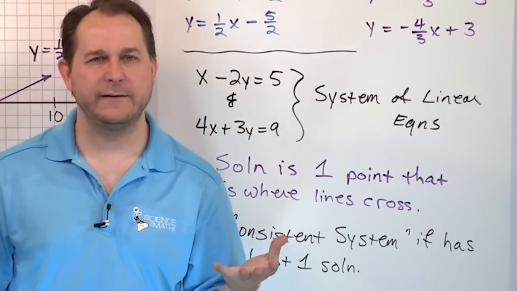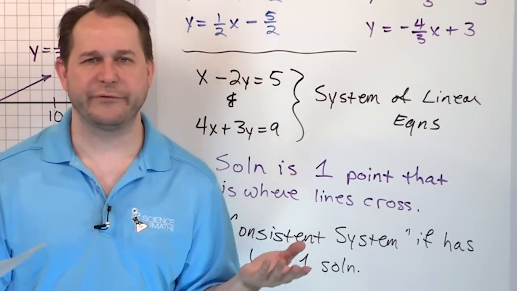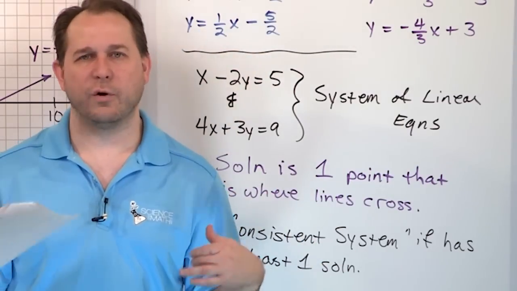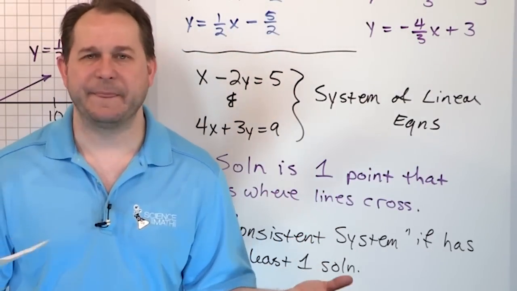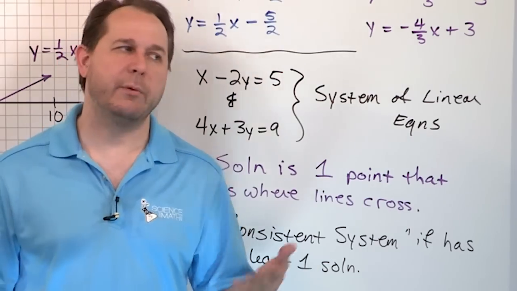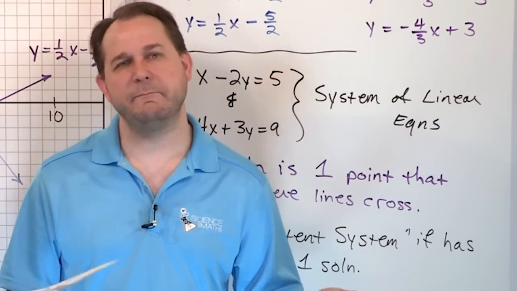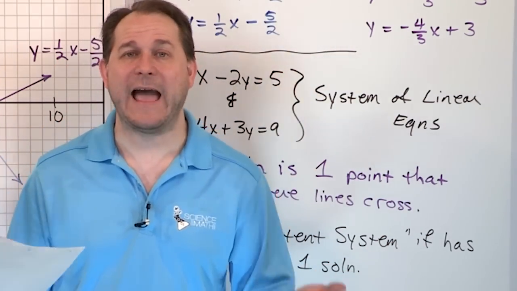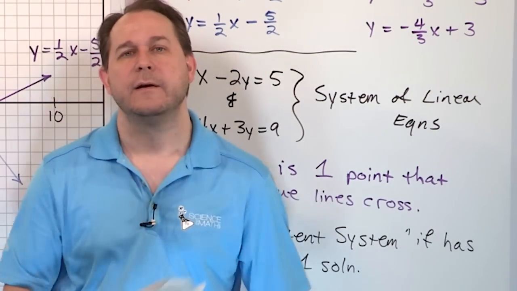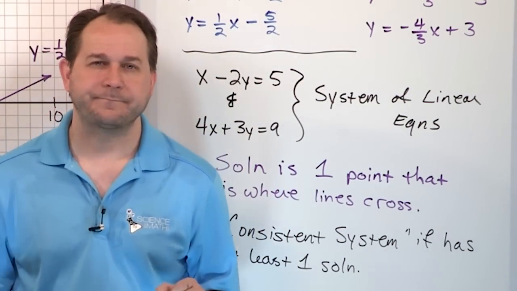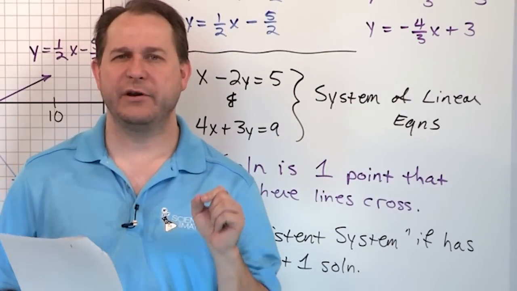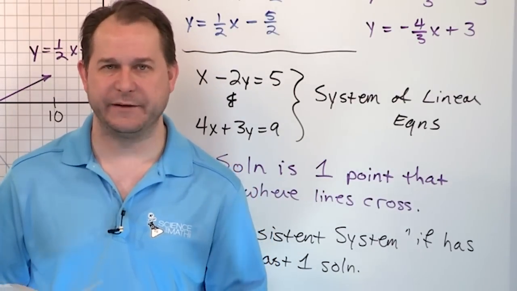You can think of it this way: when somebody is a consistent person, they're just always kind of good. They're always doing the same thing. That's what consistent means, right? But when linear equations are consistent, it means that they're well behaved, that they have a solution because they cross. But I want you to think for a second, when would a system of equations not be consistent?